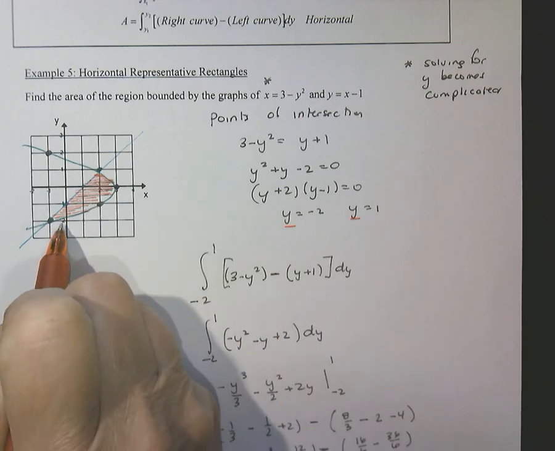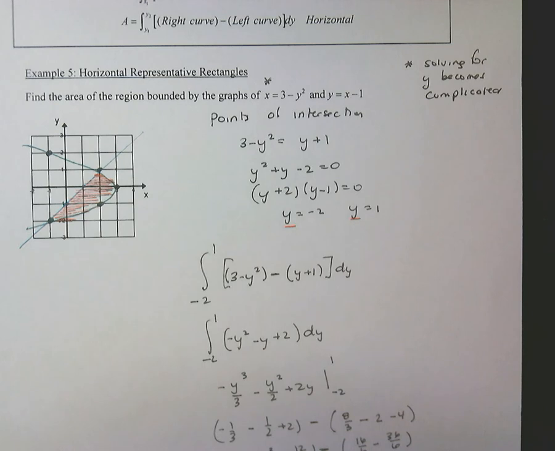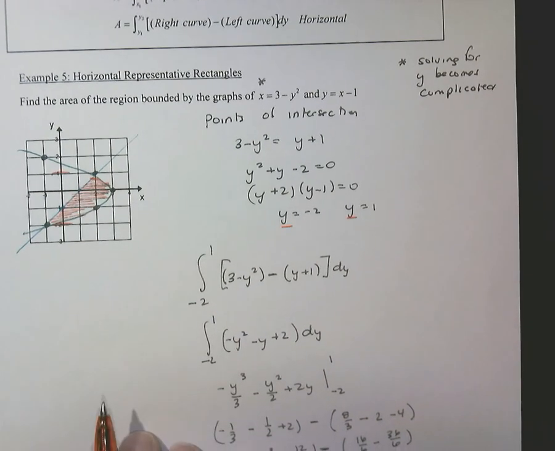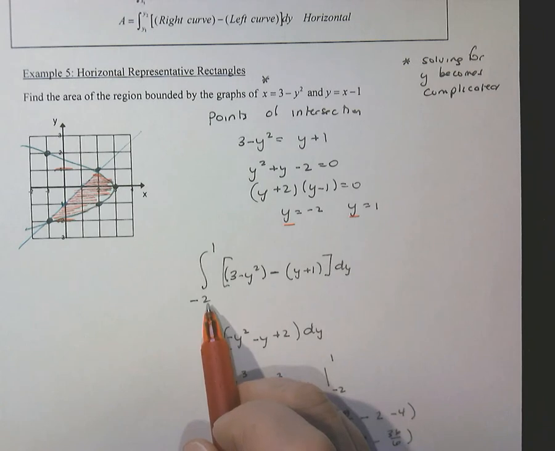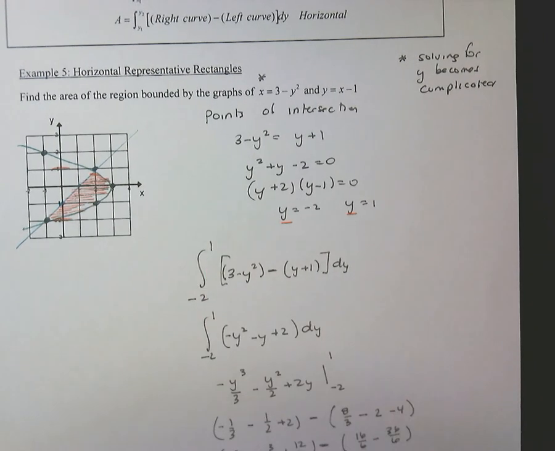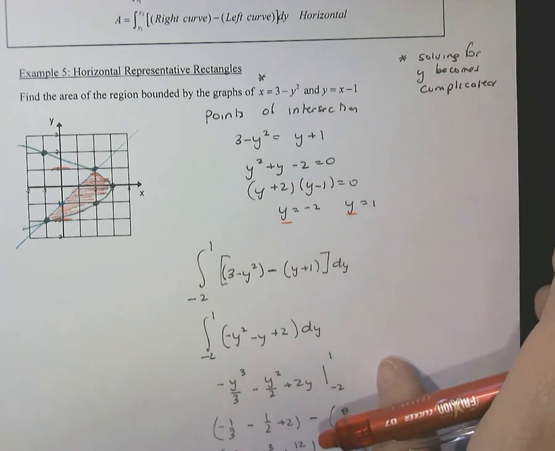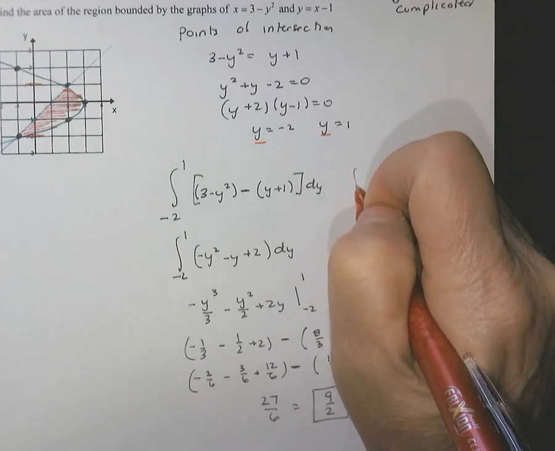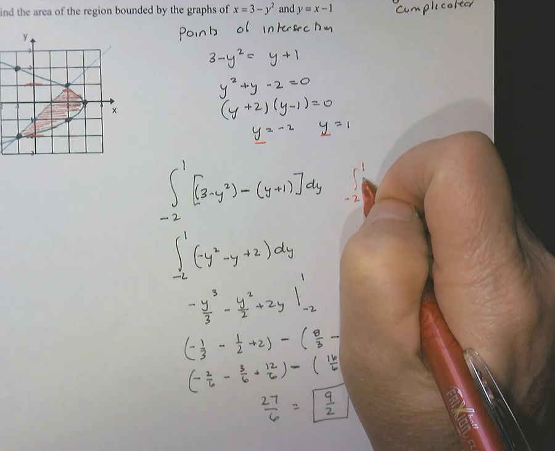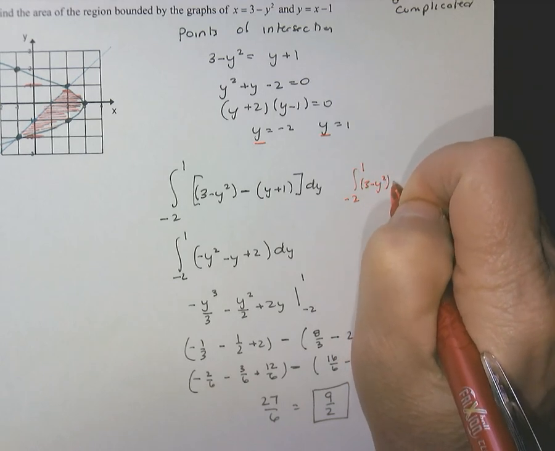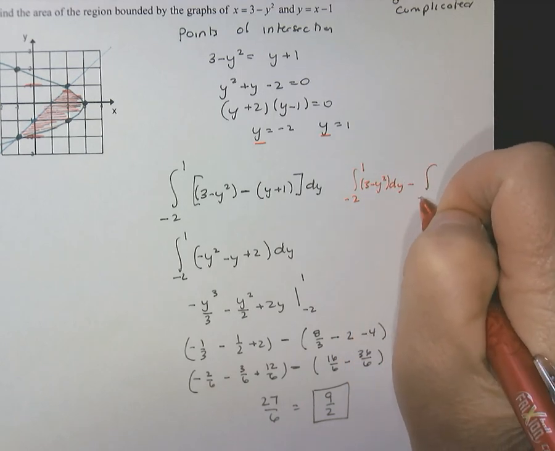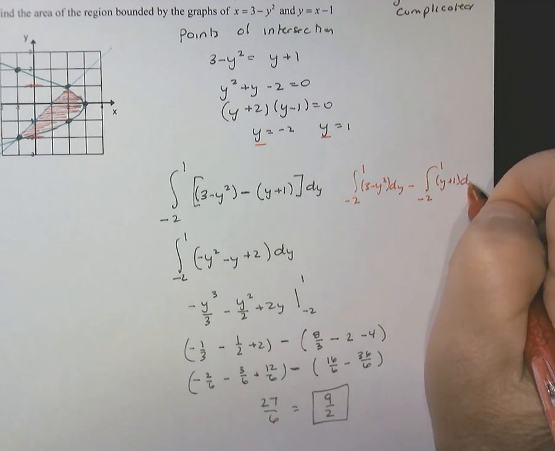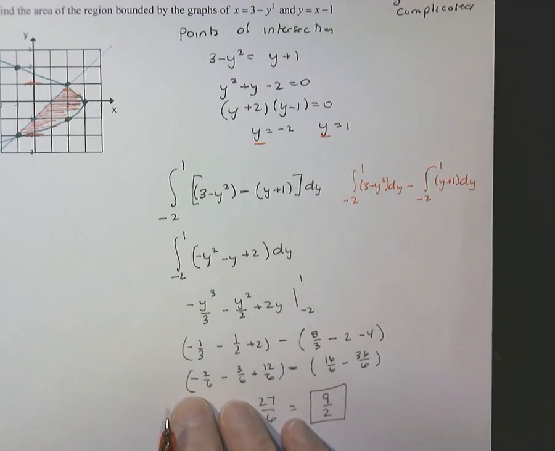But I have to make sure I'm going from -2 to 1. I don't care about my x values. My lower limit's -2, my upper limit is 1. I once again combined my like terms, but you don't have to. We could have done the integral from -2 to 1 of 3 minus y squared dy minus the integral from -2 to 1 of y plus 1 dy, and get the same answer.